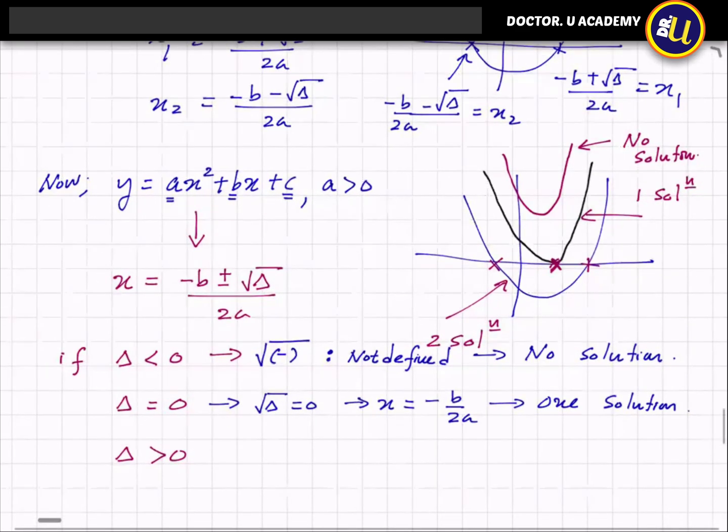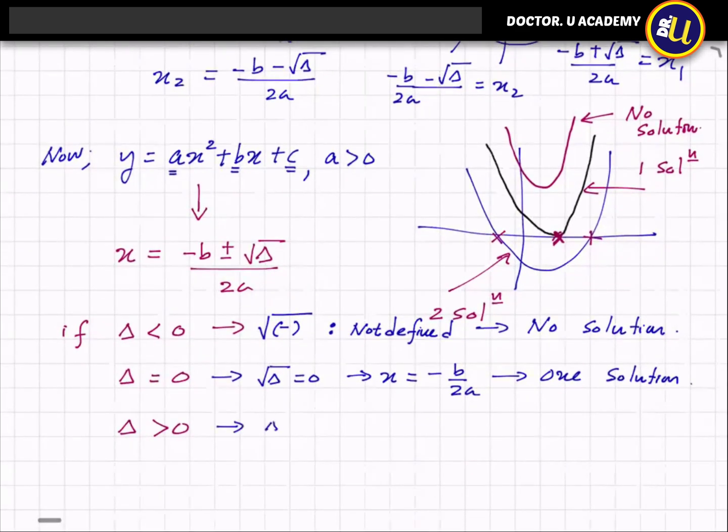If delta is greater than 0, that means this one would be greater than 0. So then x has two solutions, which is minus b plus or minus square root of delta divided by 2a. So then this is two solutions. This is the condition for two solutions.